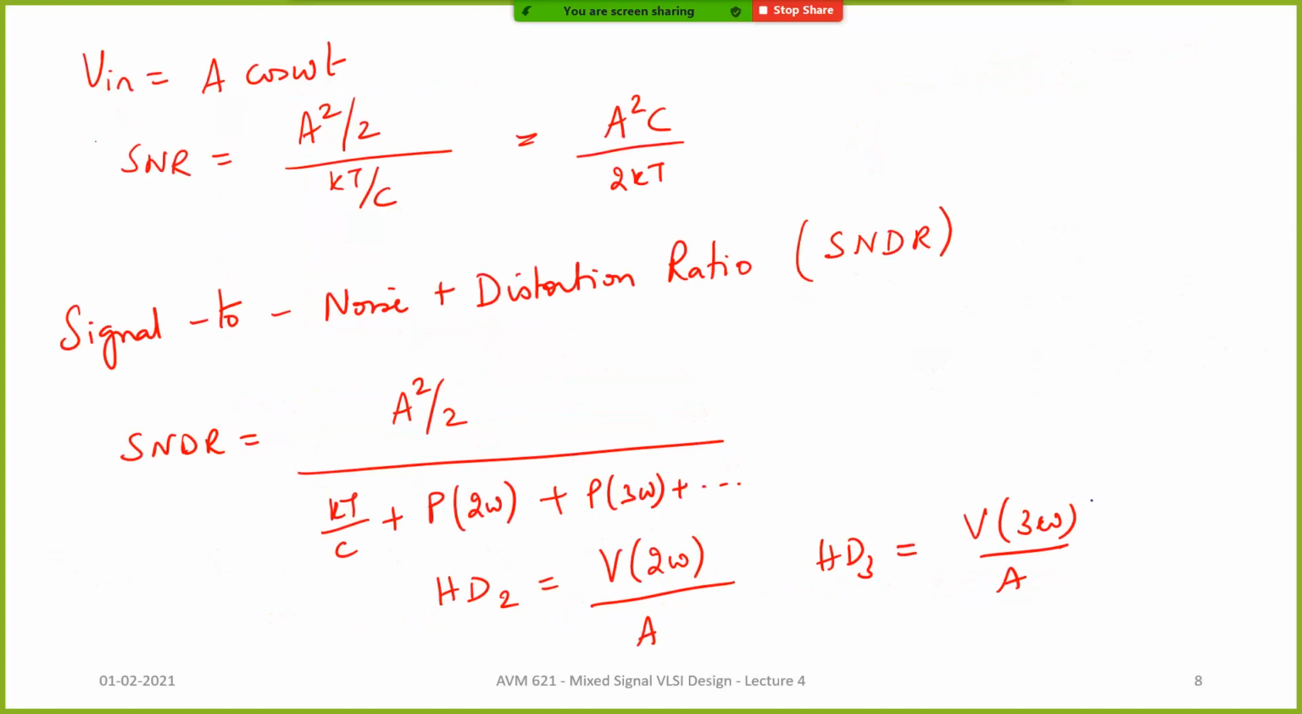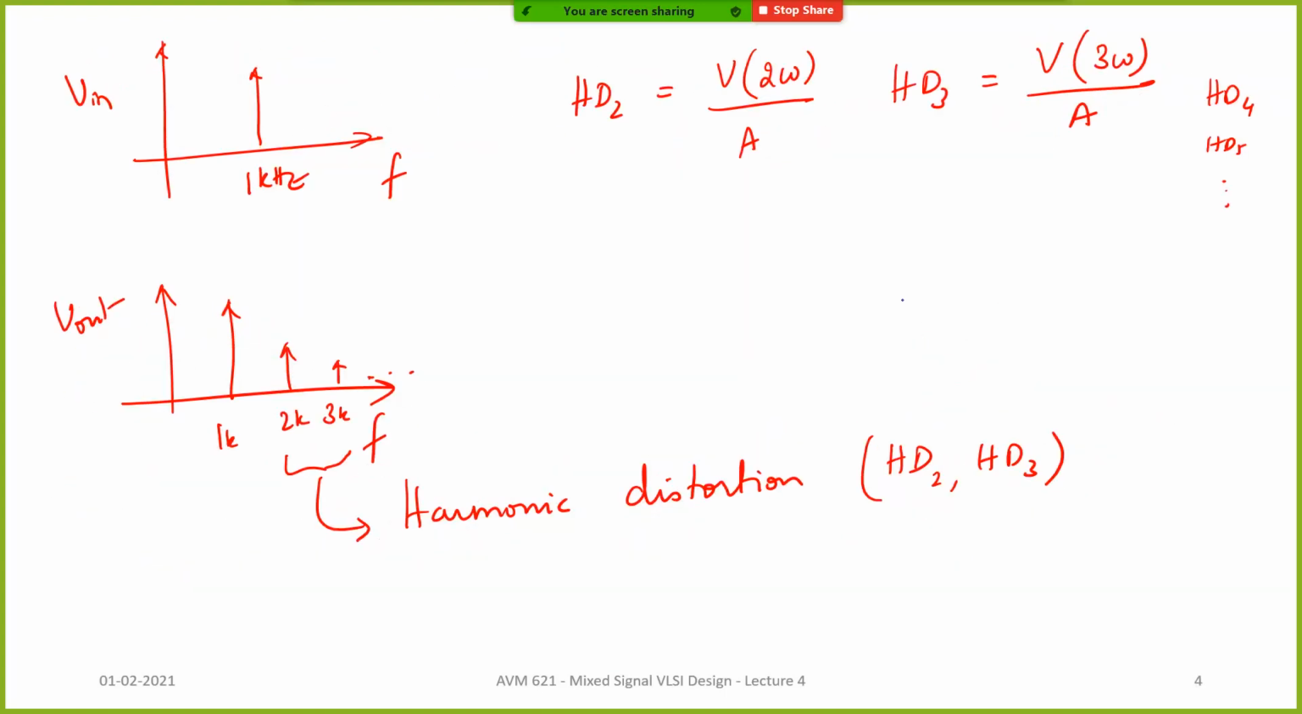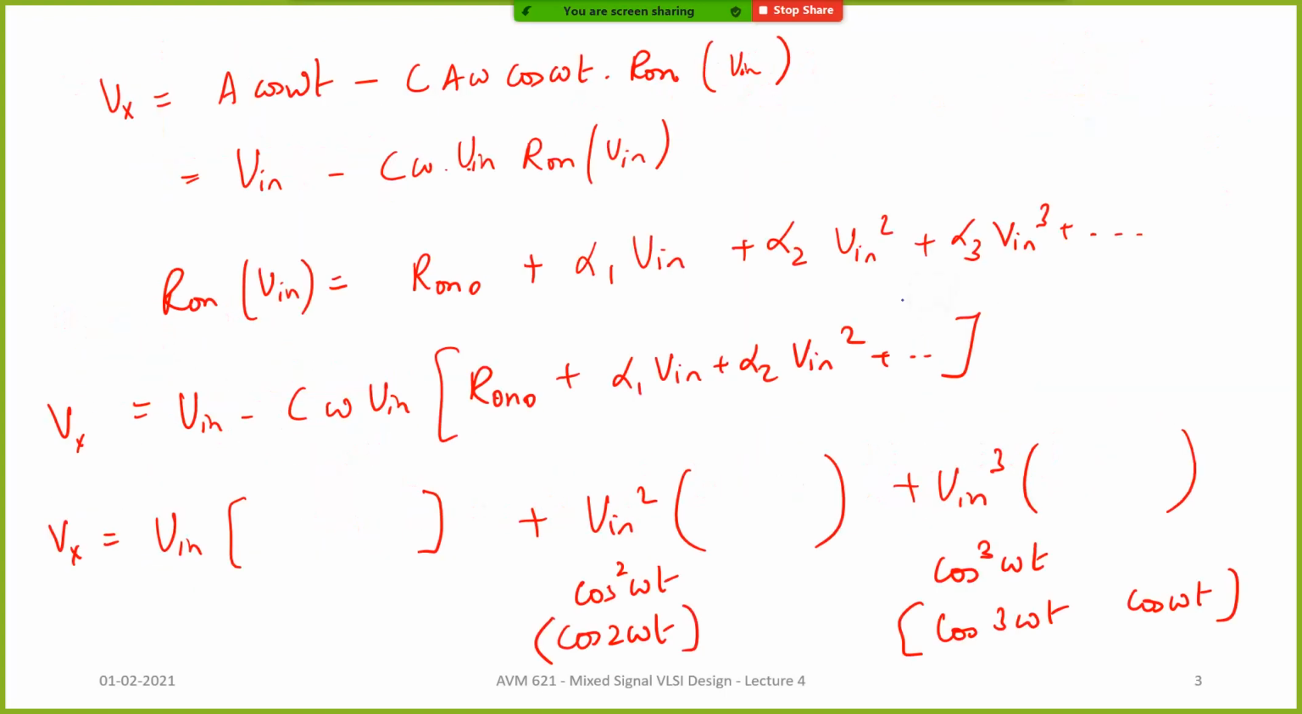So now what we will do is come back to our, let me stay with this slide here, our V of 2 omega, our HD2. So what happens? How is our HD2 coming here? Let's go to that particular slide. So what is the coefficient of Vn squared here? C omega alpha 2.